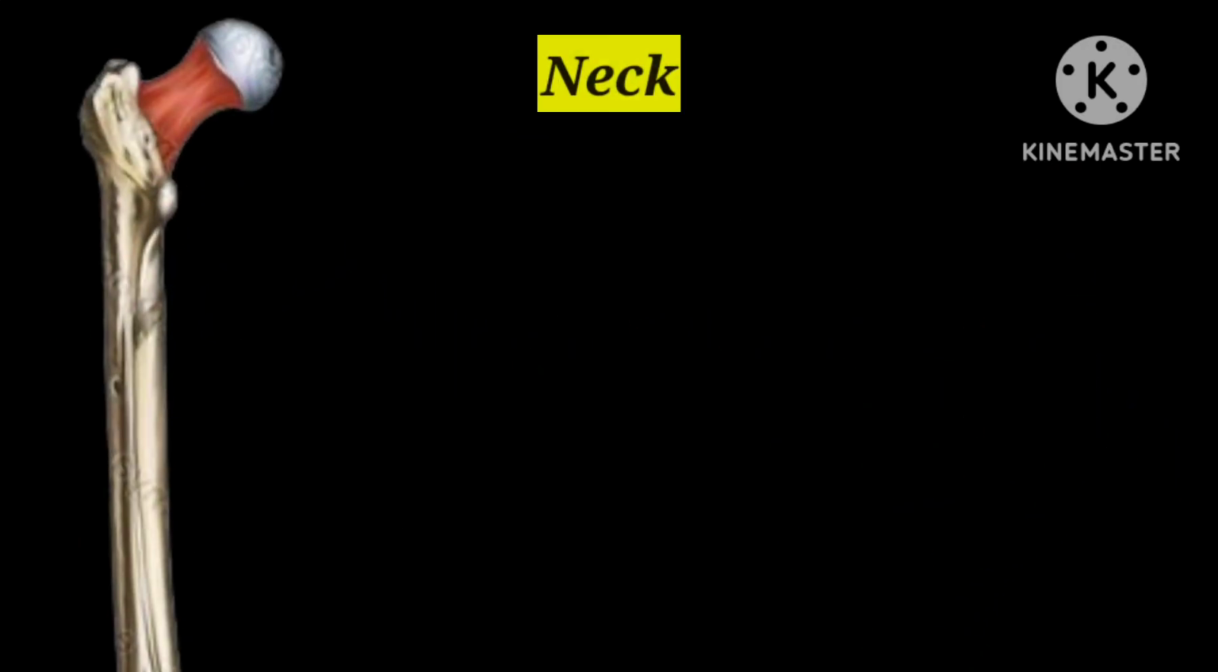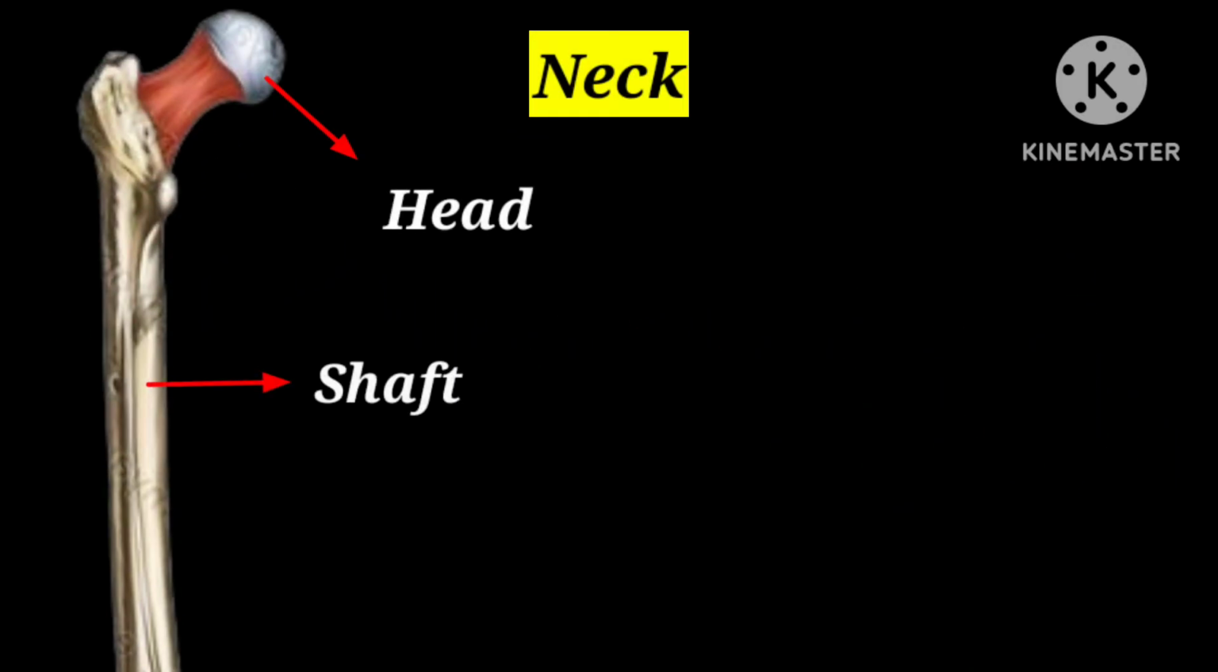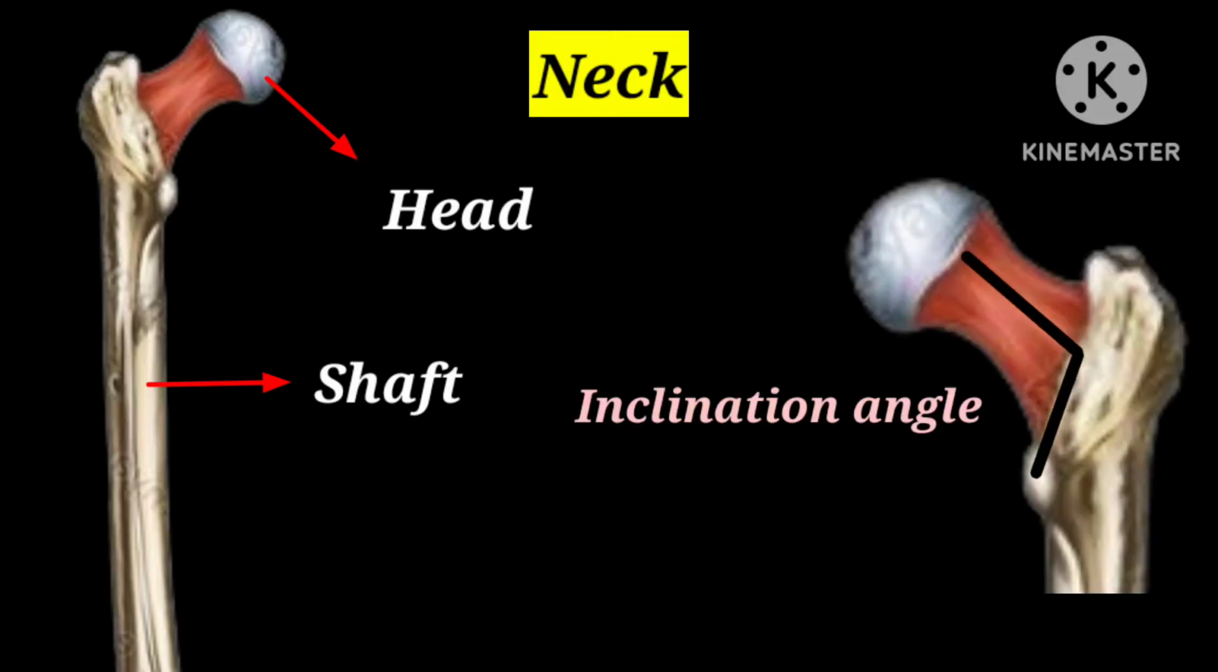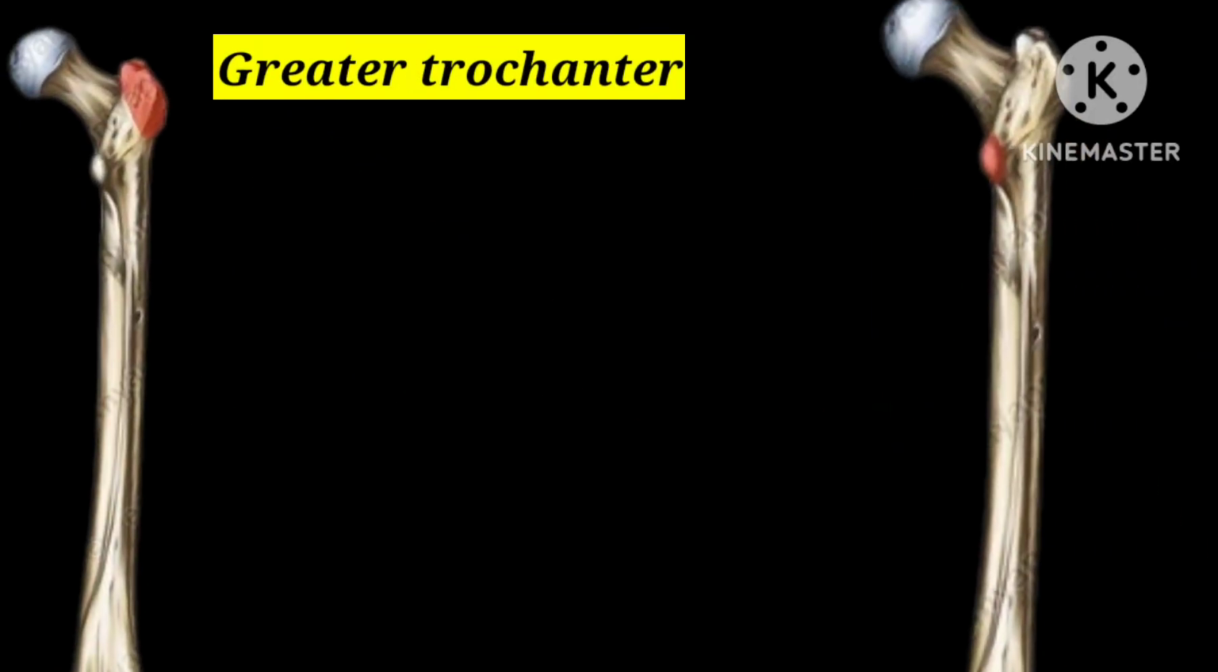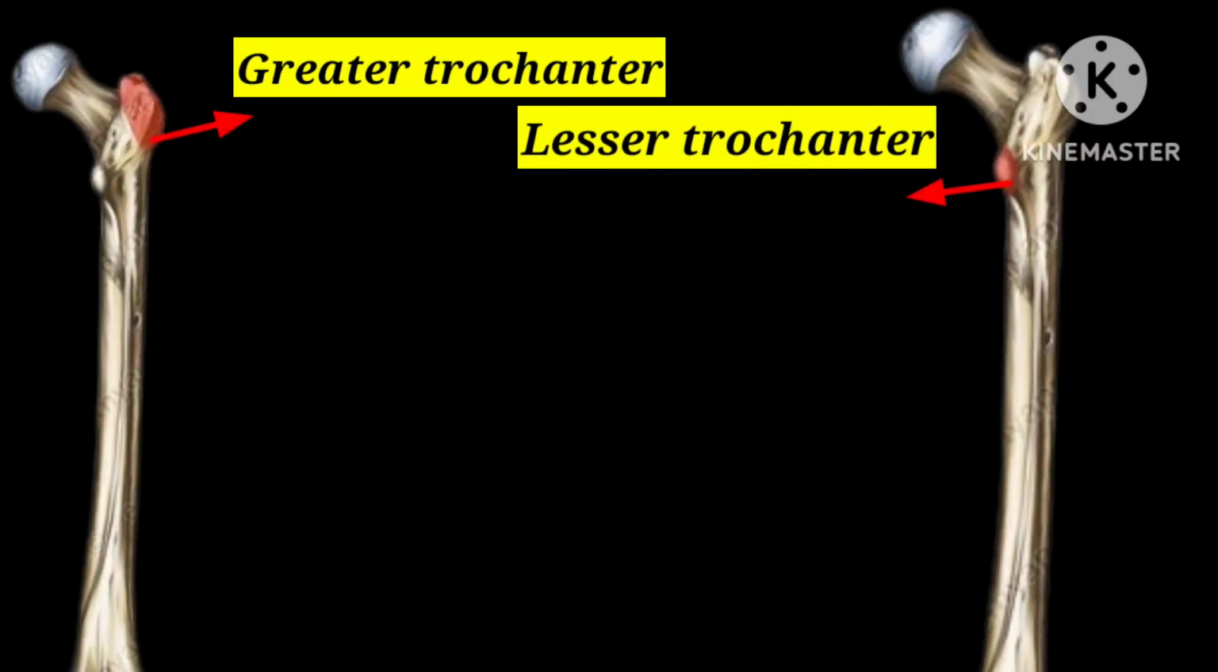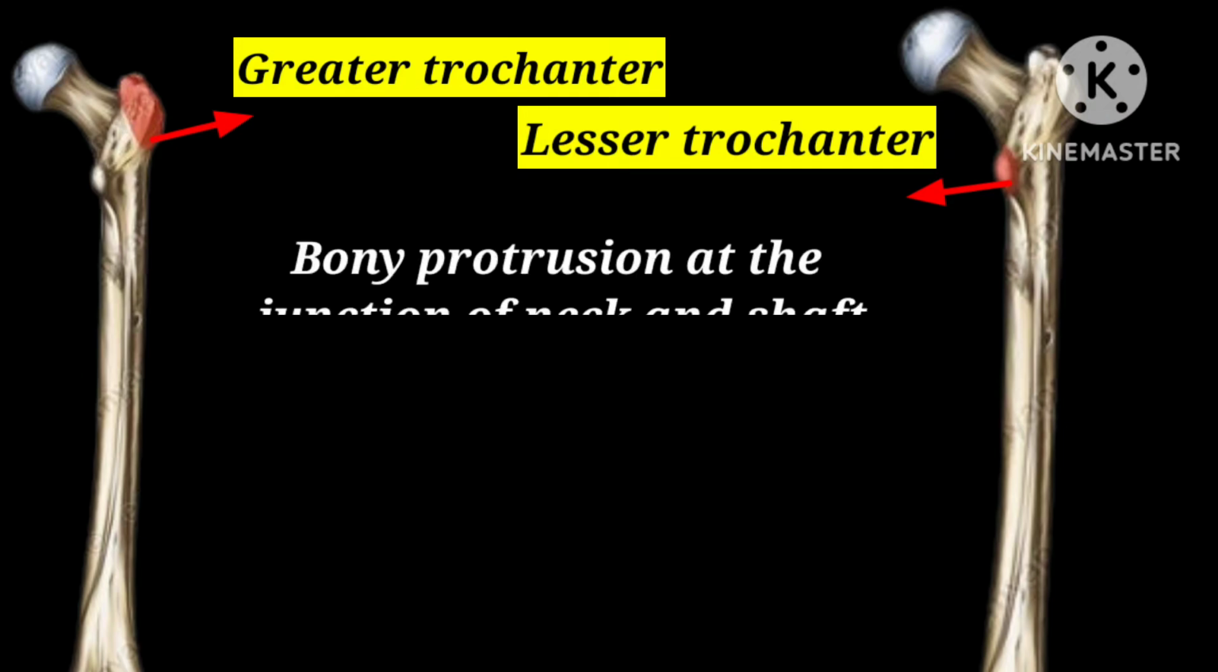The neck connects the head of the femur and the shaft. The angle between the neck and shaft is called the inclination angle, and it is about 128 degrees on average in an adult. The greater trochanter and lesser trochanter are bony protrusions at the junction of the neck and shaft.